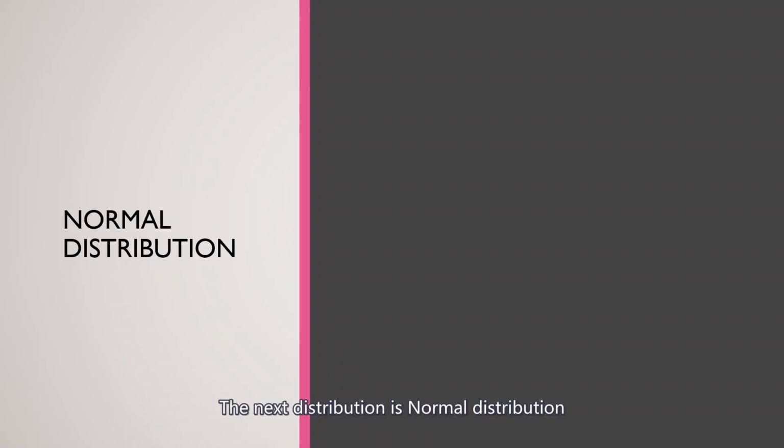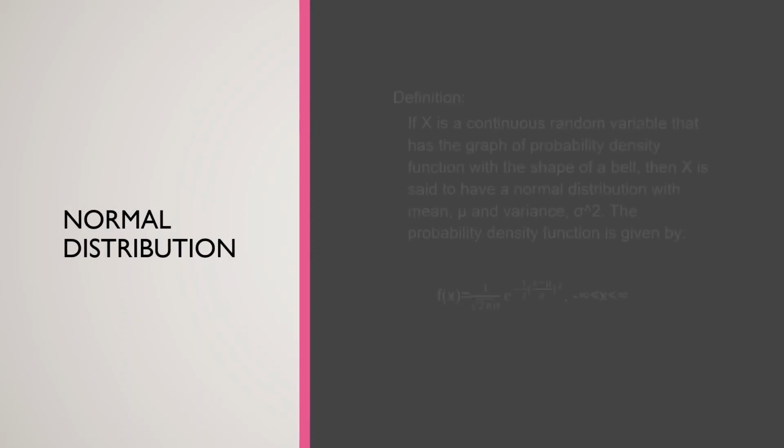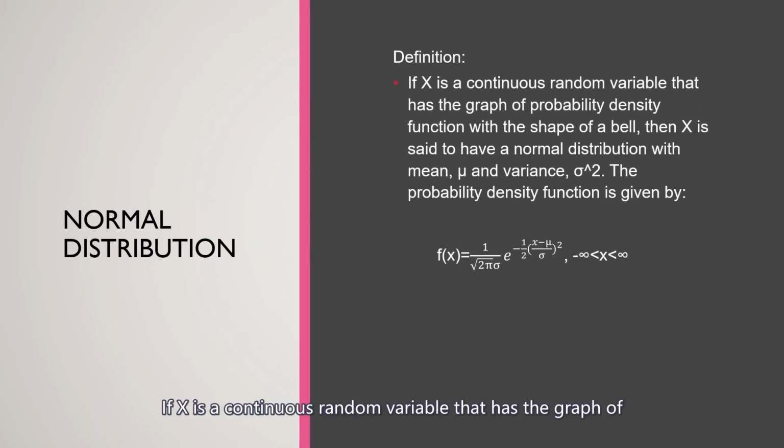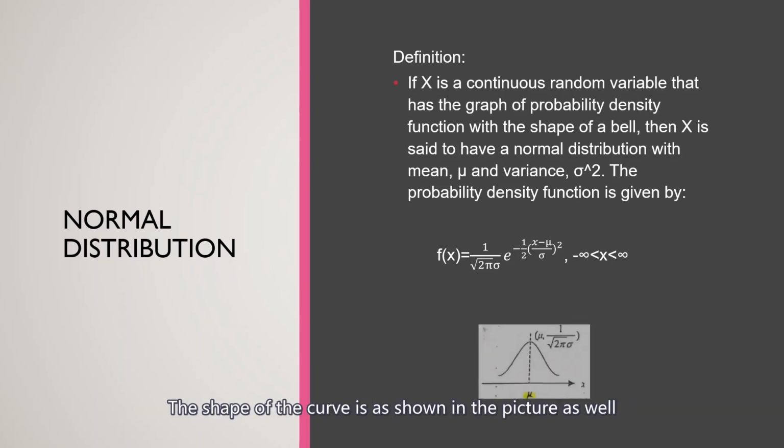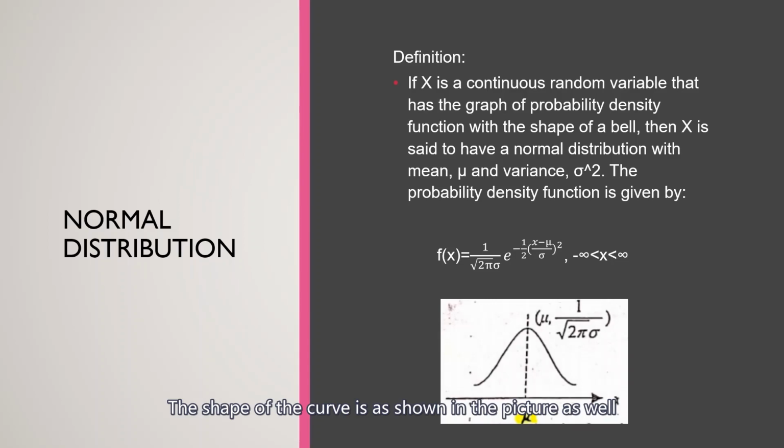The next distribution is the normal distribution. If X is a continuous random variable that has the graph of a probability density function with the shape of a bell, then X is said to have a normal distribution with mean and variance. The probability density function is given by the formula as shown below. The shape of the curve is as shown in the picture as well.